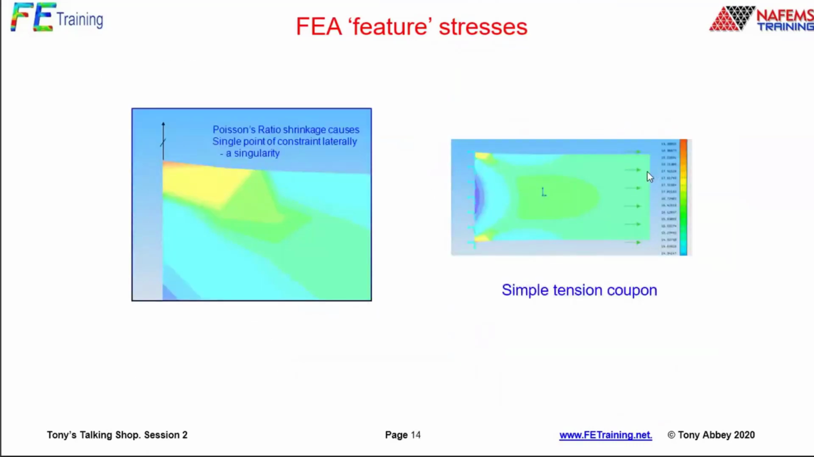One little thing that can catch us out is a simple coupon test. I pull here, I expect Poisson's ratio shrinkage across the width. At the left-hand end here, I've over-constrained it to ground. I've stopped this shrinking in the vertical sense. So what we've actually got is, again, a single point reaction there, and that's another singularity. So there, I might say the stresses are important over here, this general region.